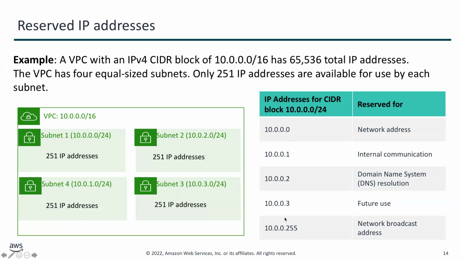So in between that, we have 251 different addresses. So for each subnet, you can see 5 of those addresses are always reserved. We can't assign them. So from 0 to 3 and the final one, 255.